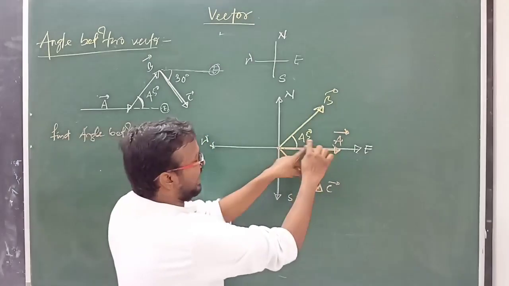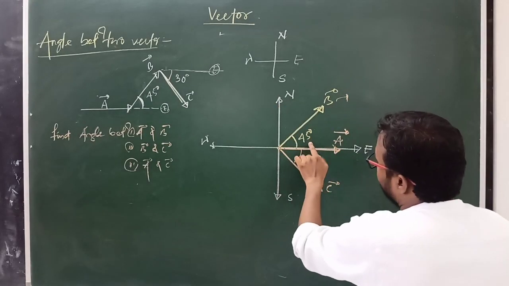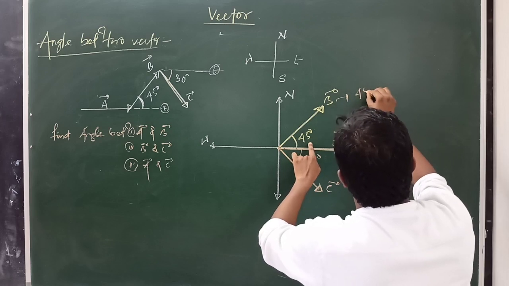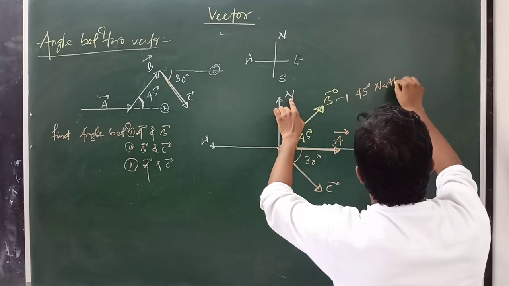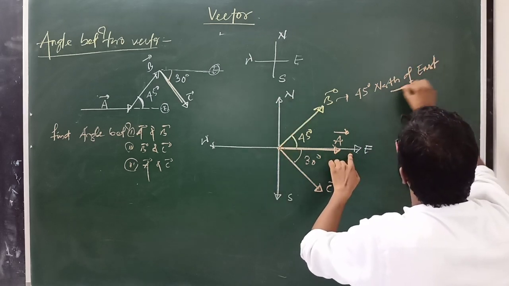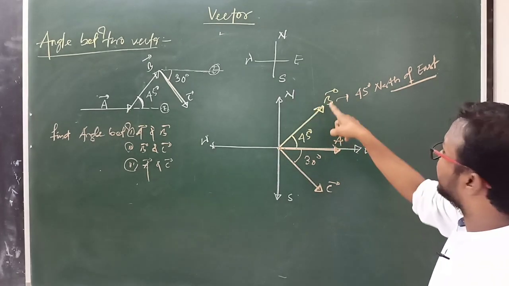Clear? And this angle 45 degree you can write in another format. This is north and east. 45 degree you can write here. This vector B incline 45 degree north, 45 degree north of east. In this way you can represent a vector 45 degree north of east.